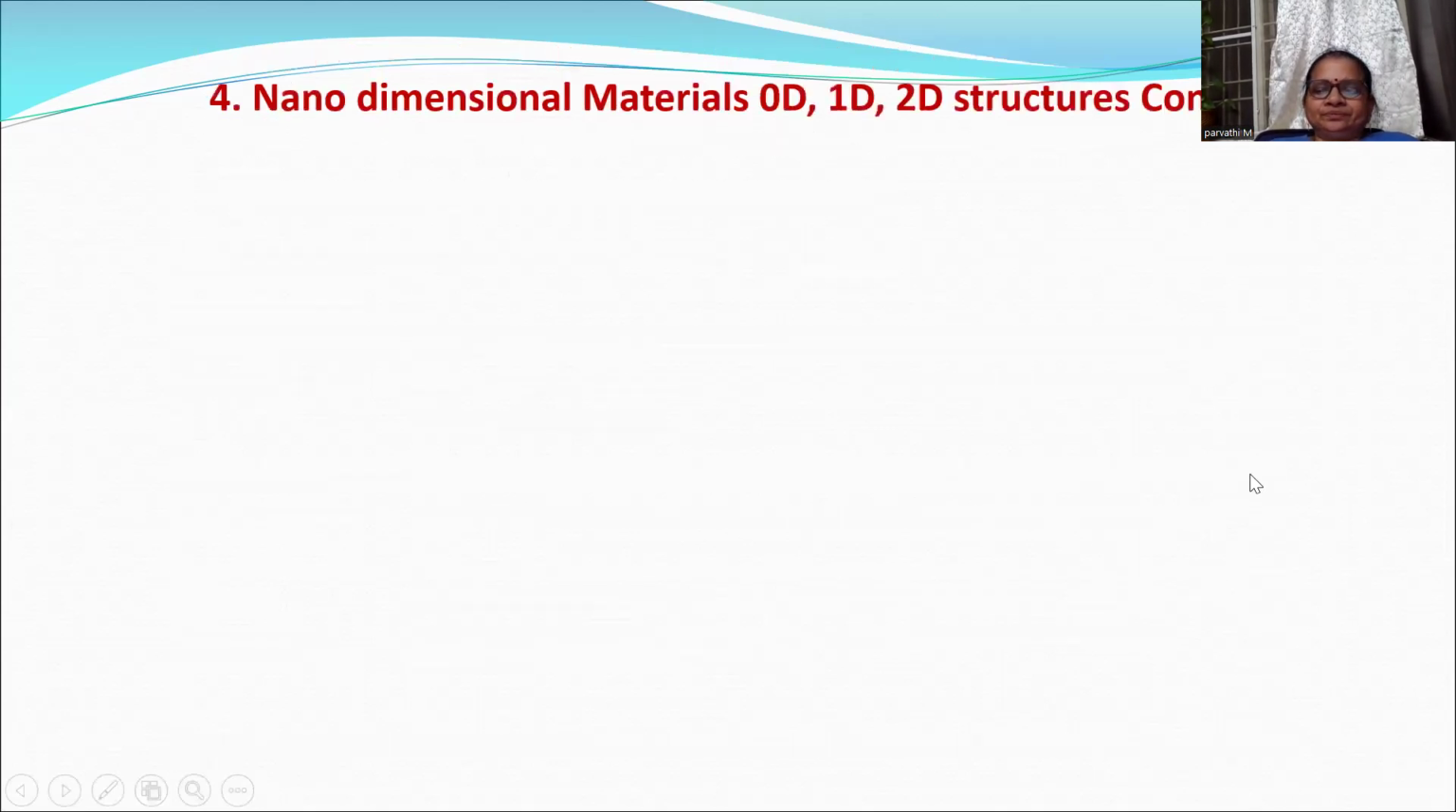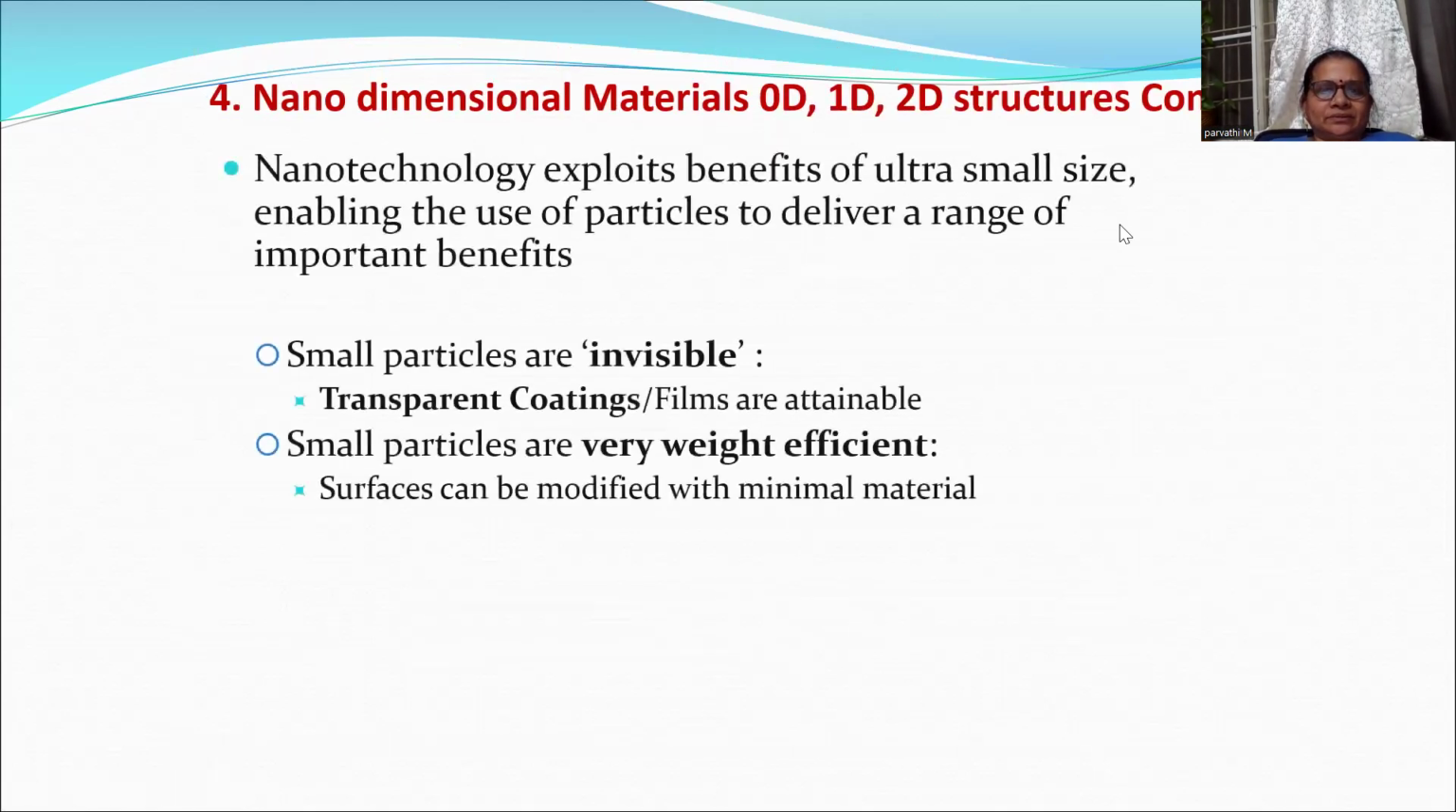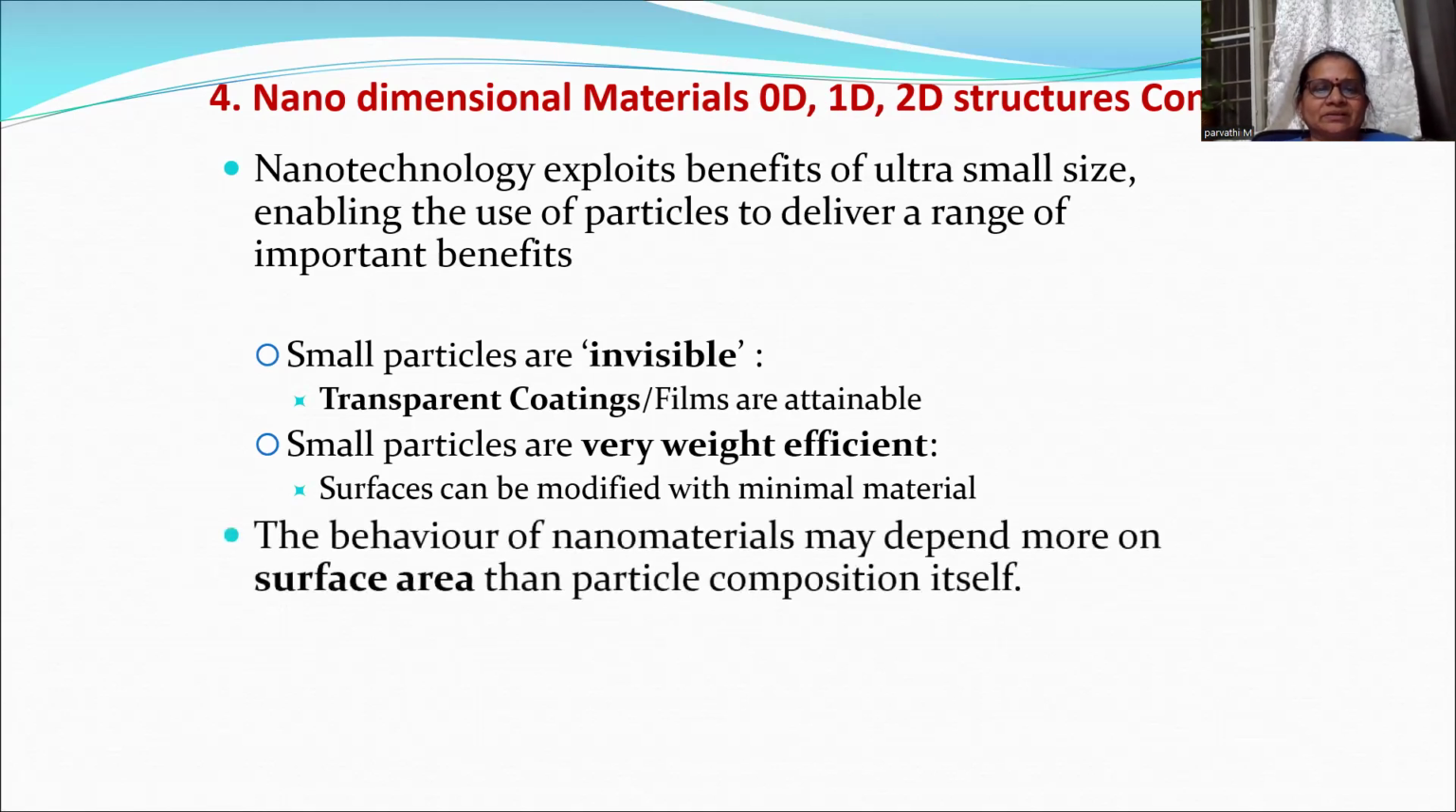Now, coming to the structures for 0D, 1D, 2D. Small particles are invisible. Zero dimensional means very light and highly mobile particles, invisible. Small particles are very weight efficient and the surface can be modified with minimal material. So these are all advantages or benefits of small particles. The behavior of nanomaterials may depend more on surface area than particle composition itself.